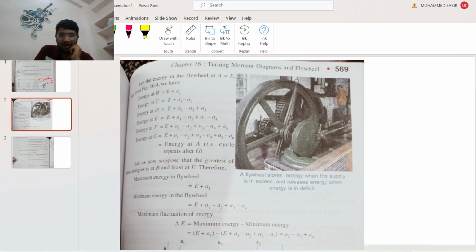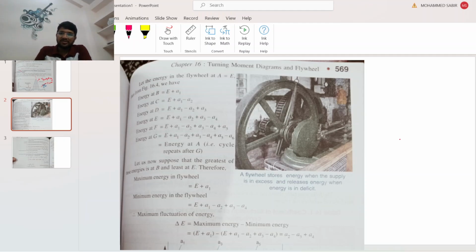Now let's start again. What we discussed is that here we use delta E. What is the meaning of delta E? Delta E is the work done. The work done is equal to a change in kinetic energy, like here this work done is used as a form of kinetic energy, here maximum kinetic energy minus minimum kinetic energy.